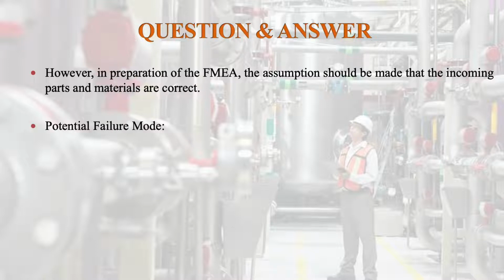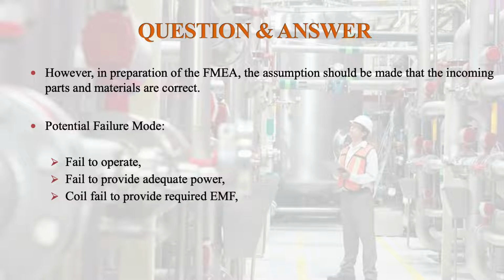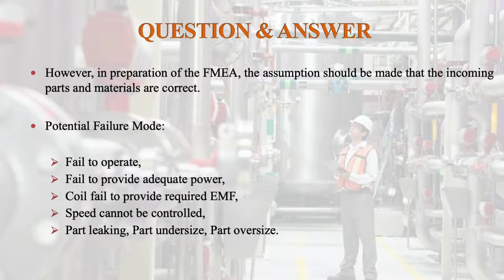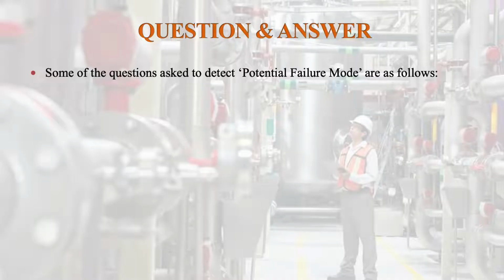Potential failure modes are: fail to operate, fail to provide adequate power, coil fails to provide required EMF, speed cannot be controlled, part leaking, part undersize or part oversize. So these are the potential failure modes when we are getting the material from the supplier. So some failure modes can be observed.